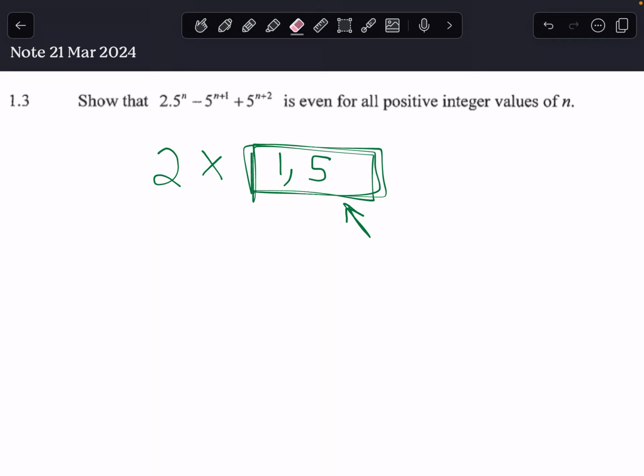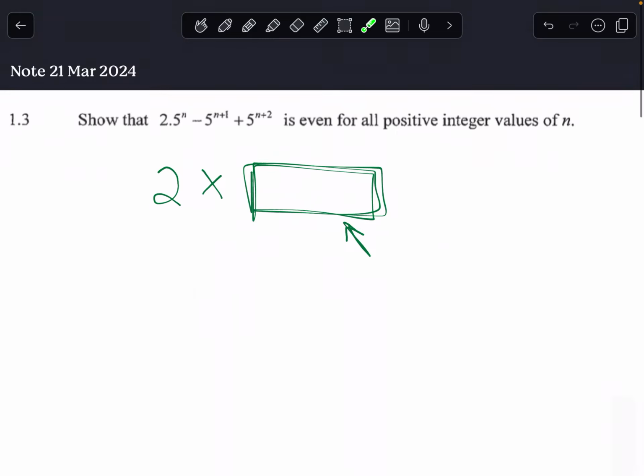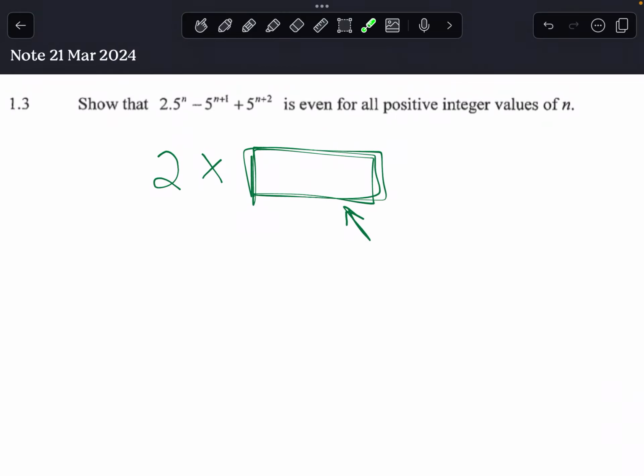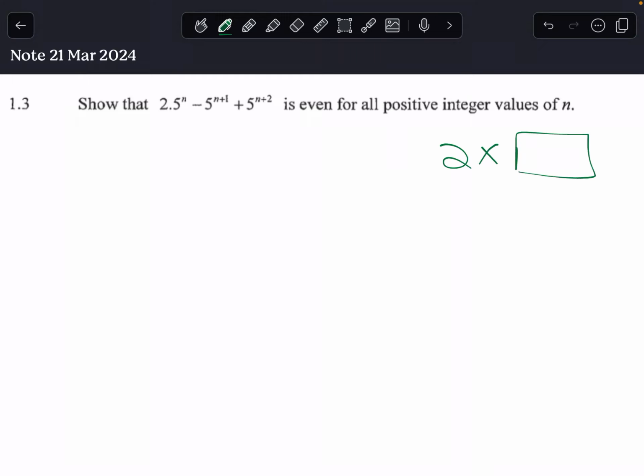Because if this thing was something like 1.5, then 2 times 1.5 is 3. That is not an even number. So very important that whatever the thing is, we also need to be sure that this will always be a whole number. But if we can write this as 2 times some whole number, then we know that this is an even number. It's divisible by 2. So that's the goal, to write it as 2 times something. At least initially, that's what I'm setting out to do. The path might change as more evidence comes to light.